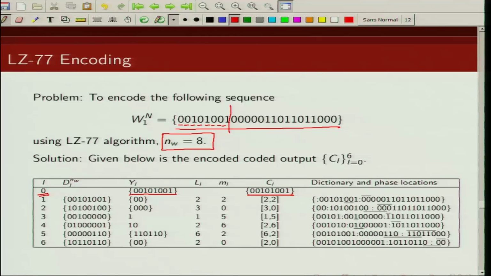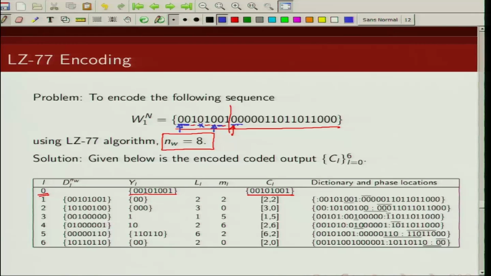Now what is the next step? Starting from this location, I need to find the largest match in the dictionary. So let's look at it: is 0 there in the dictionary? Yes, 0 is here, 0 is here, 0 is here, 0 is here. What about 0, 0? Is 0, 0 there in the dictionary? The answer is yes. Look here, this is 0, 0. Of course, at this location the 0, 0 match is not there, but at this location we have 0, 0.